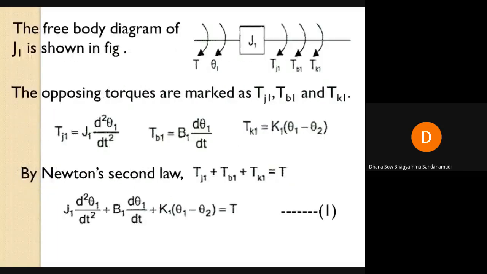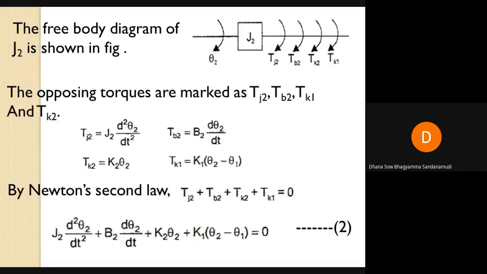We have already discussed the free body diagrams, that's why I will not redraw. According to Newton's second law, applied torque is tau T here. Opposing torques are these Tj1, Tb1, Tk1. To substitute the differential equations, you will get equation number 1. Similarly, let us go to node 2: applied torque is 0, opposing torques are Tj2, Tb2, Tk2, Tk1. So these are the differential equations at these nodes.